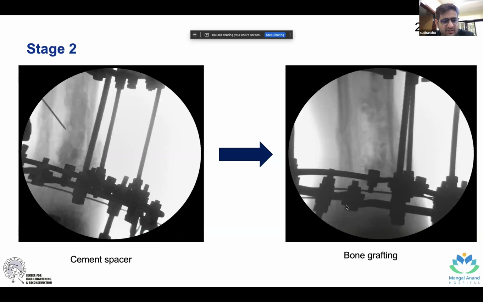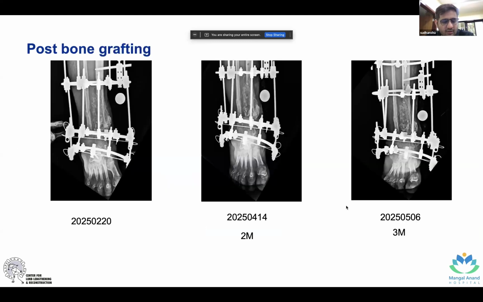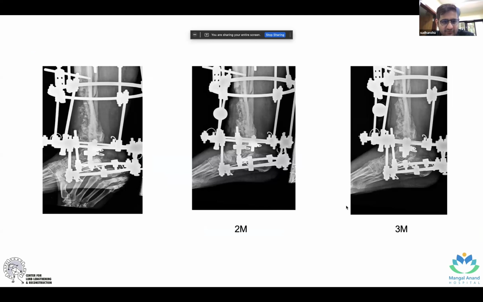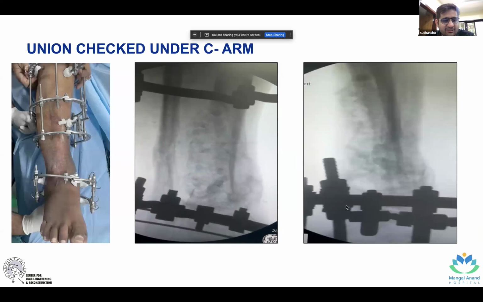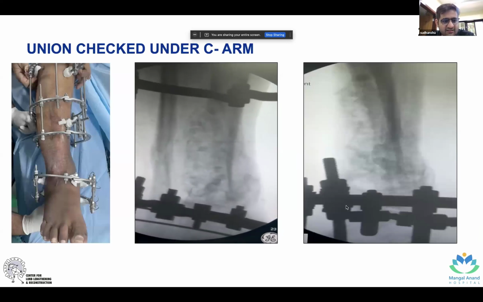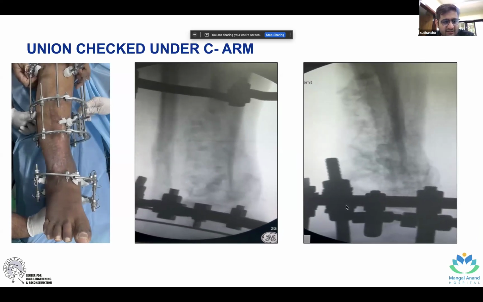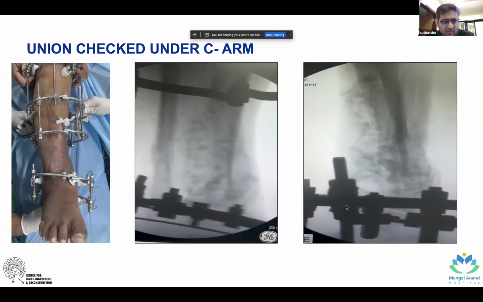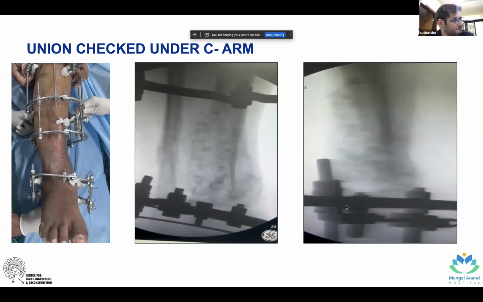So in stage 2, the cement spacer was removed, and we put in an allo with autograft. These are the post-op X-rays at 2 months and 3 months, the AP view. And this is the lateral view showing good healing at the posterior aspect. And then at 3 months, union was checked under the C-arm. We disconnected the rods after the stress test and to check for the union.